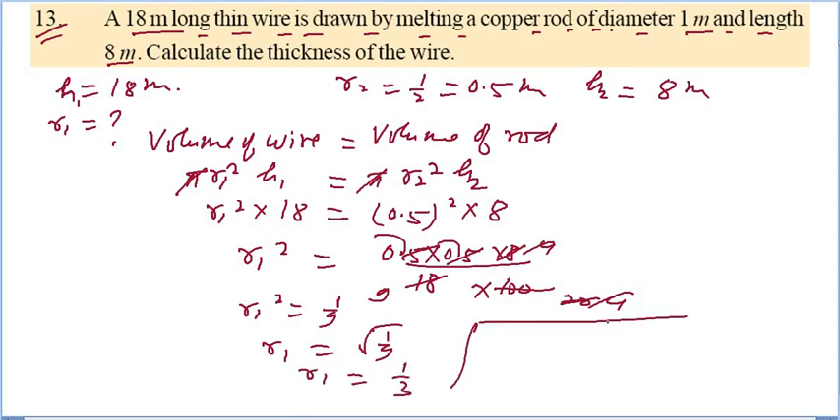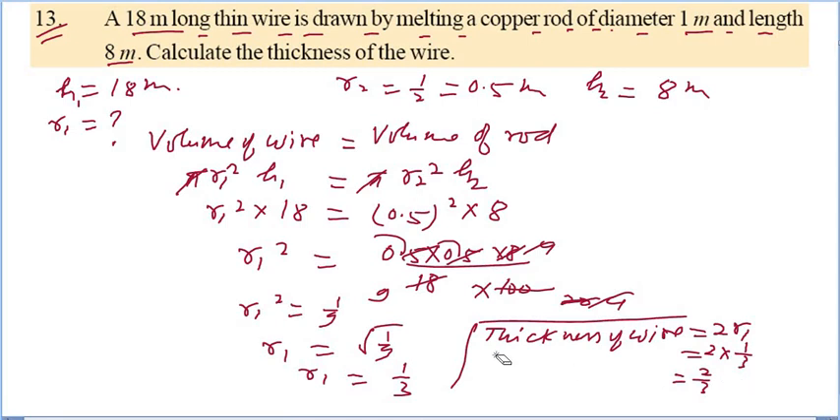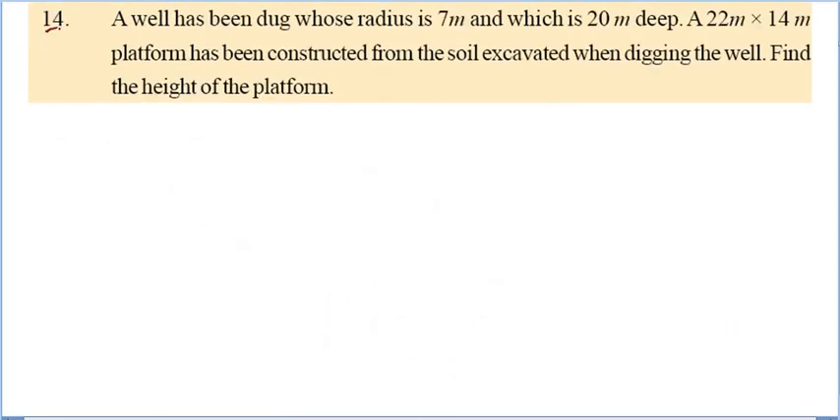But we want to know the thickness of the wire. It is 2R1. So that is 2 into 1 by 3, which is 2 by 3. It is in meter, not centimeter, so you can write here in meter. 2 by 3 meter, and that one is your answer. Now come to the 14th question.